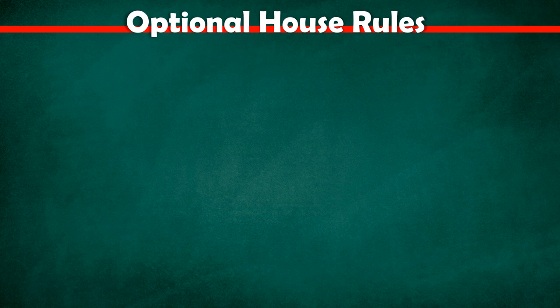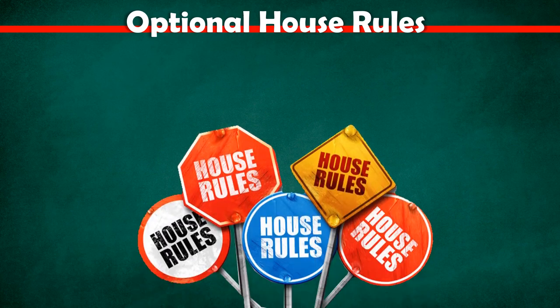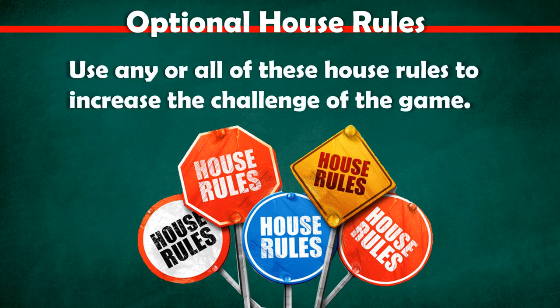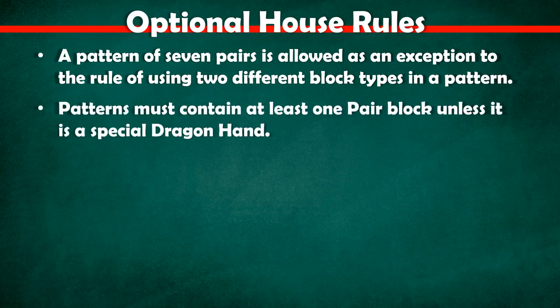Once you are comfortable with the base game, there are a number of standard house rules that you can choose to play with that will increase the complexity and challenge of the game. Players must agree before starting their first game to add any of these optional rules. A pattern of 7 pairs can be allowed as an exception to the rule of using 2 different blocks in a pattern. Patterns must contain at least 1 pair block unless it is a special dragon hand.